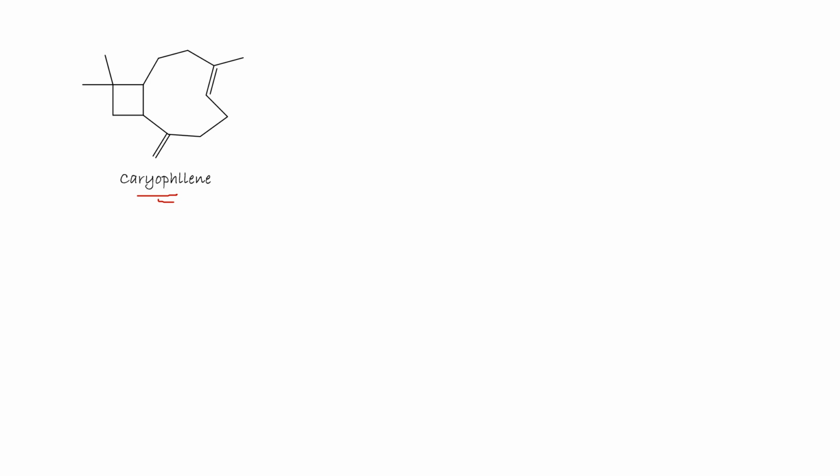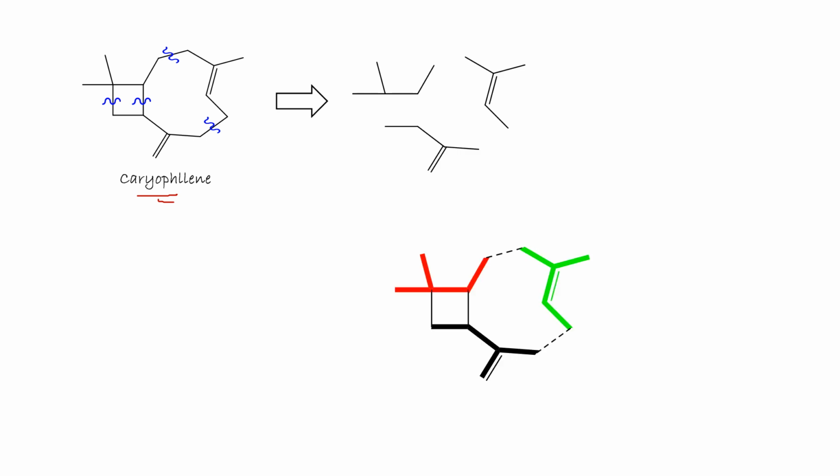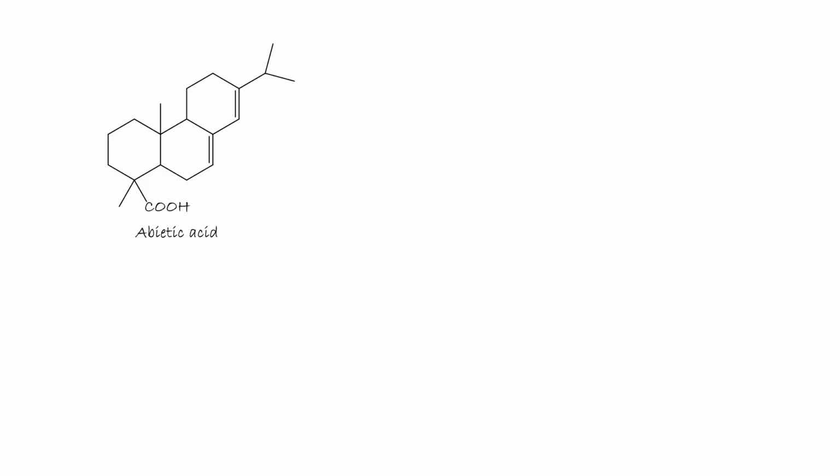Caryophyllene, we can cut in here and here and there. Well, this is three isoprene units. Clear. This is a sesquiterpene, right? Sesquiterpenes. It contains two rings. That's bicyclic.